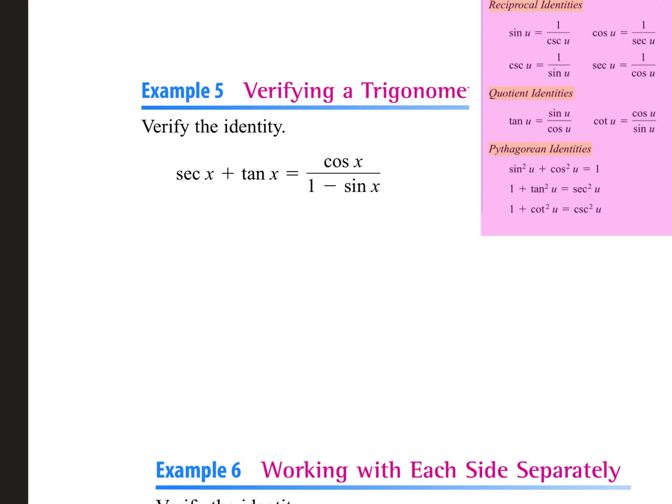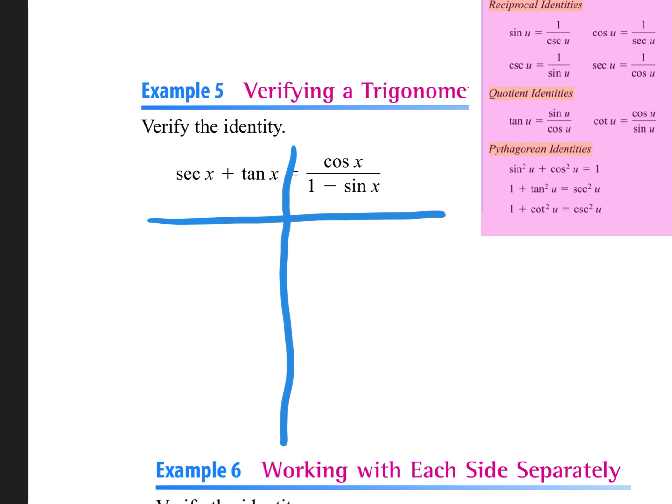Okay, this is a tricky one. Again, this is why I picked all these examples. All right, both these sides don't look great, right? They're not super. But what do you notice? Which one looks a little more difficult? The right. I agree. Why does the right look more difficult? Because it has a fraction.